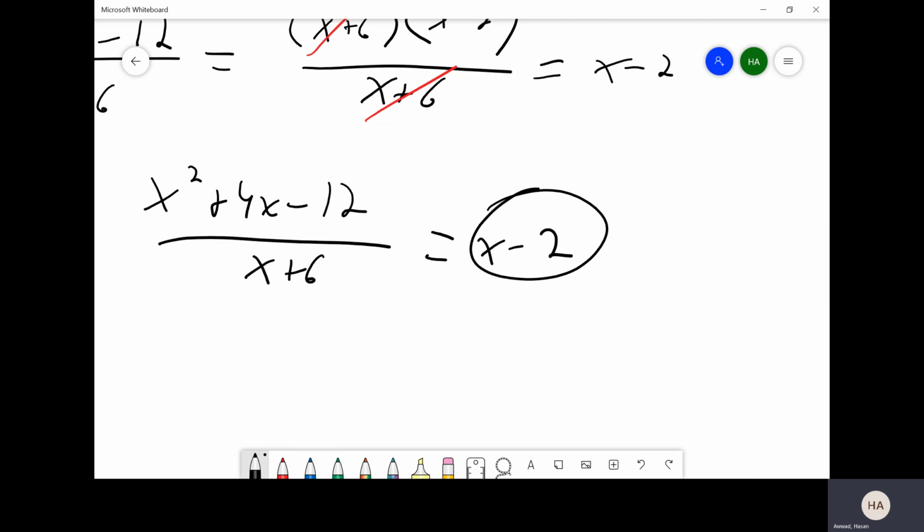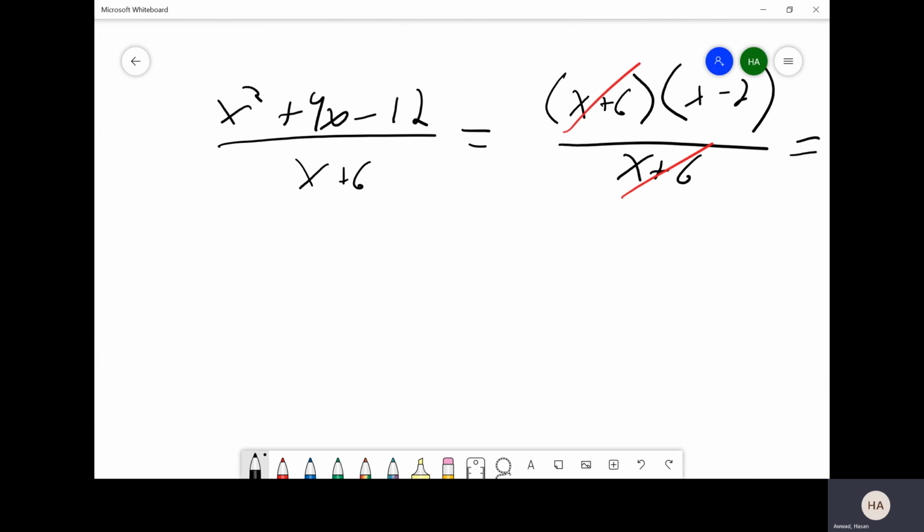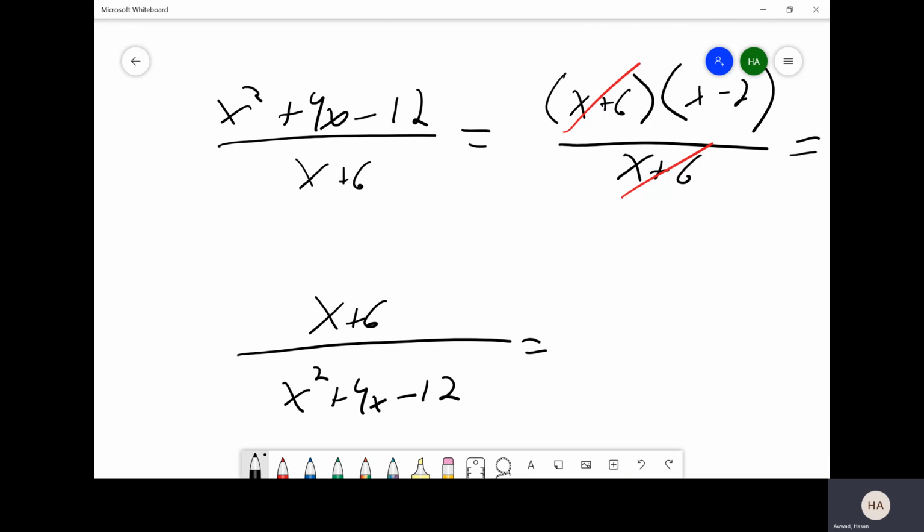Okay, so what I wanted to do is give you guys just a quick example of what I mean by if your highest powers are flipped. So let's say we have the same polynomials, but just on the flip side of the fraction, right? So x plus 6 in the numerator now, and x squared plus 4x minus 12 in the denominator.